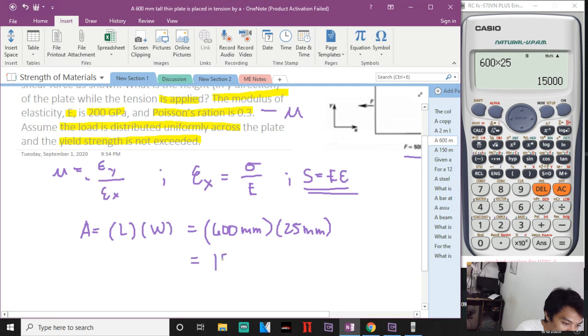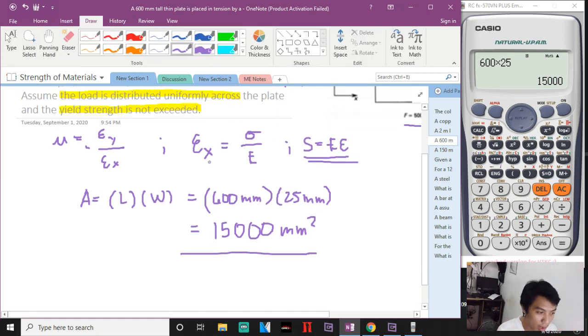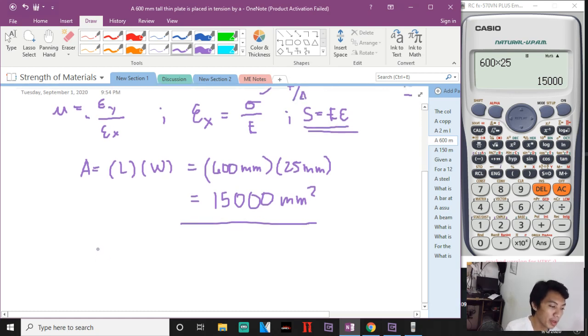15,000 millimeters squared. Now you are asked to find the longitudinal strain. Okay? Longitudinal strain. Meron kang stress, where stress is F over A and E. So, we will derive another formula. So, strain will be equal to your force over area times E.